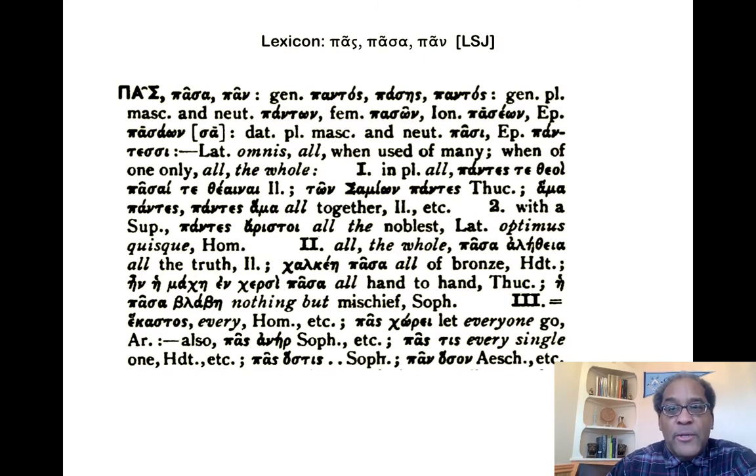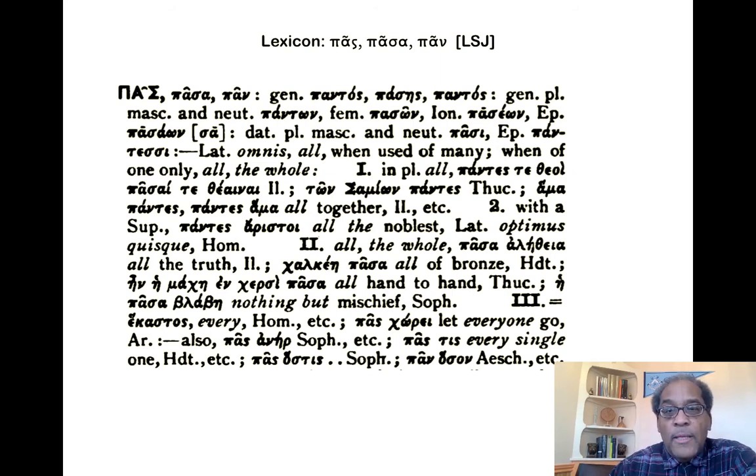So let's look at the lexical entry for that word. πᾶς, πᾶσα, πᾶν. So here we have our forms. And it's equivalent to Latin omnis, all, when used of many. So Chryses is going to be pleading, he's going to λίσσετο πάντας Ἀχαιούς, all the Achaeans. When it's only referring to one, it's all or the whole. Like, I ate the whole pie would be with a singular.